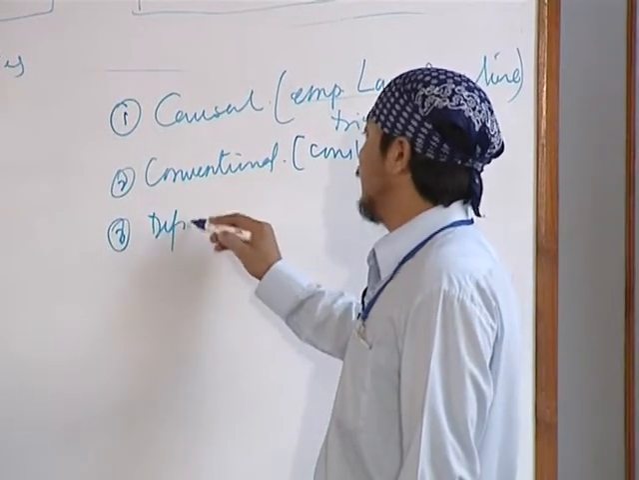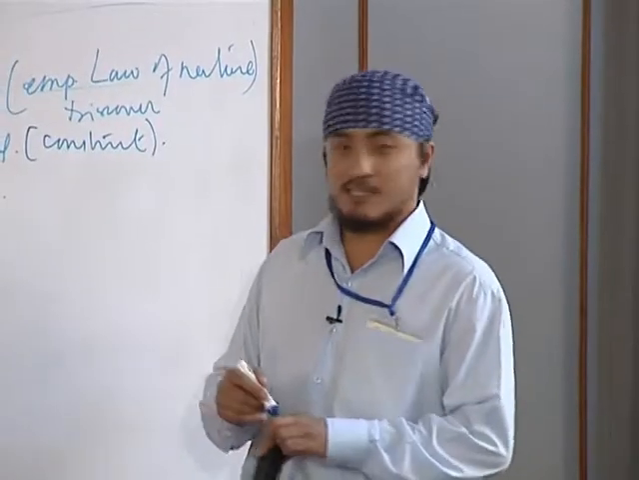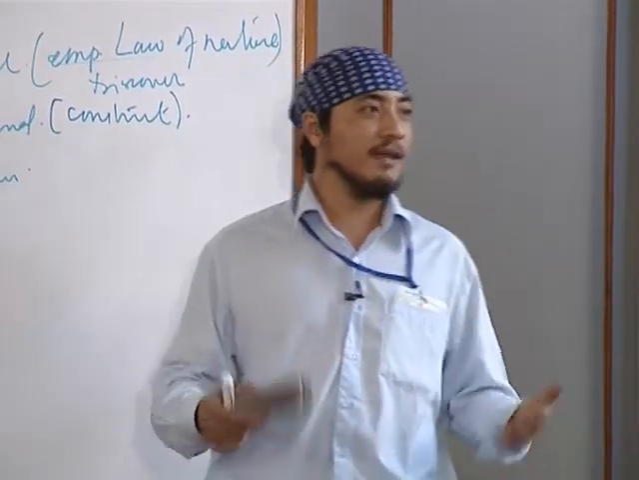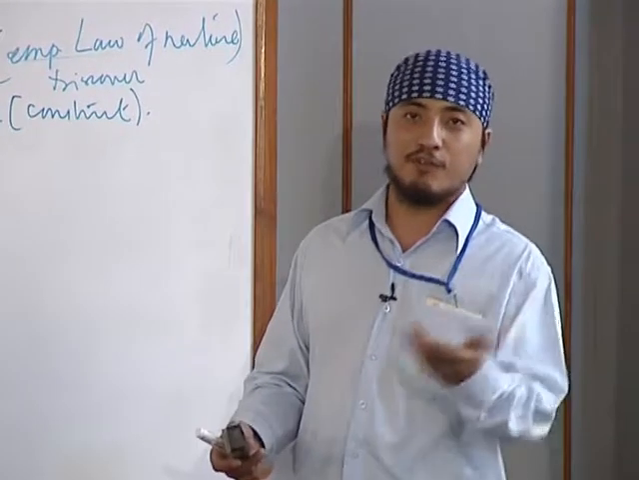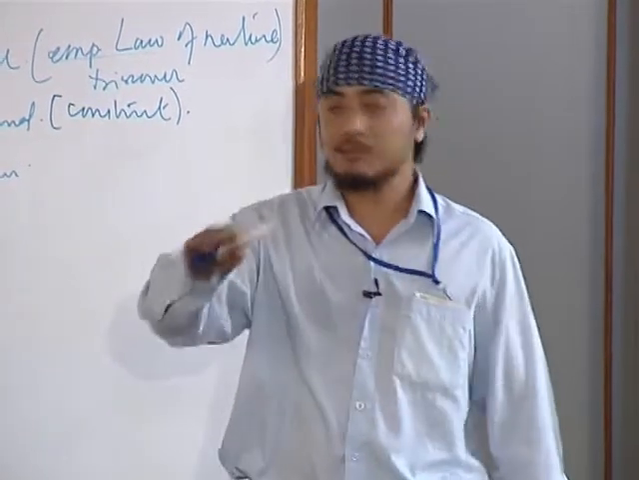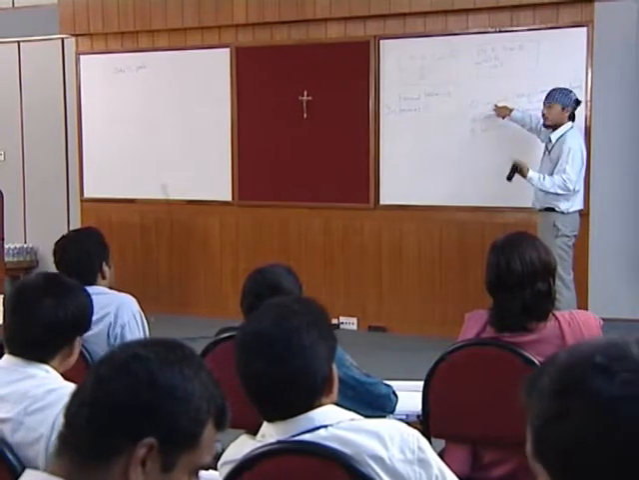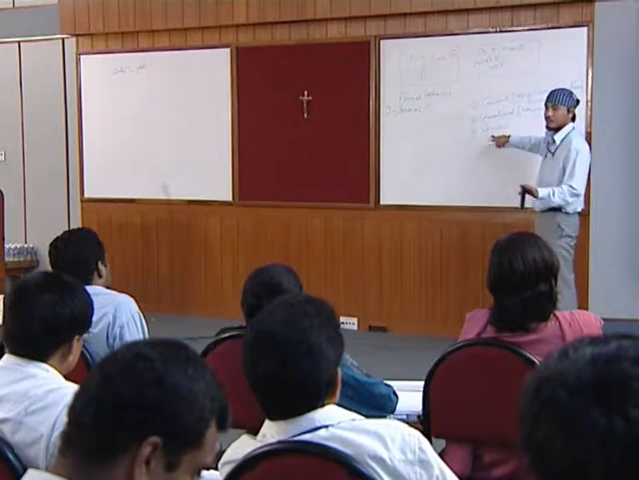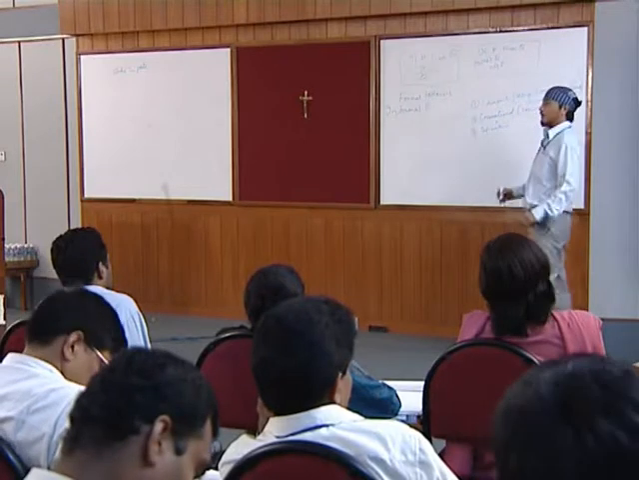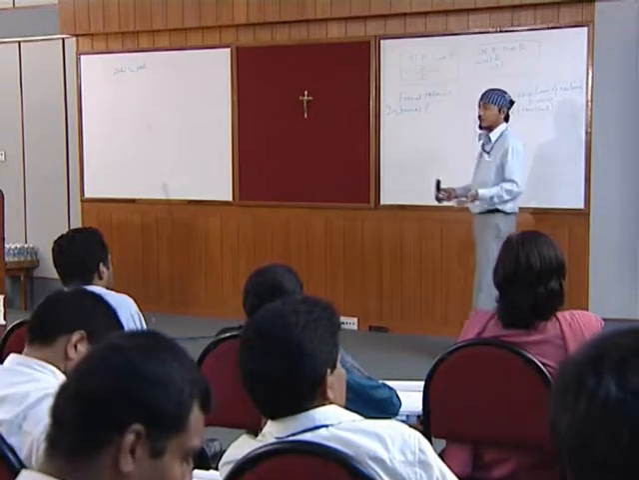It could be definitional, that is based on definition. For example, all bachelors are unmarried men. This is based on the definition of a bachelor. Right? Therefore, if P, then Q, but it is not causal, it is not conventional, it is definitional. Right? Now, there is a slight problem between these two. If we can really distinguish between conventional and definitional, because definition is another form of convention.